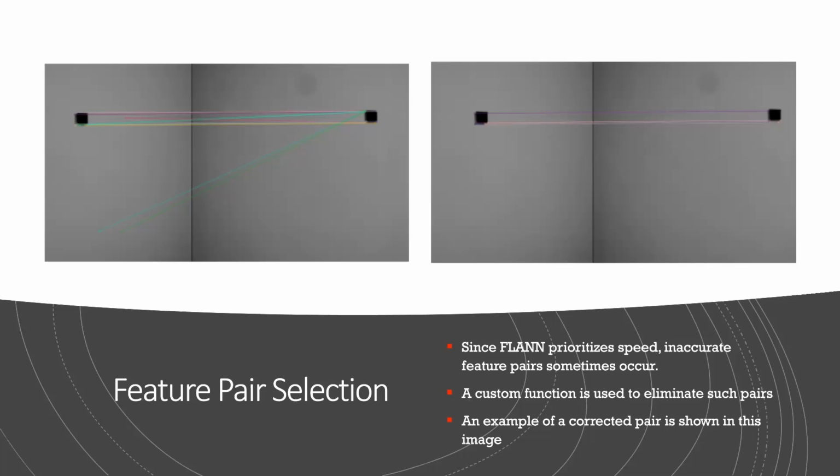To eliminate this, a custom function was used to eliminate inappropriate pairs. This eliminates any matches that are outside of a certain radius from one of the features. You can see here on these pictures, the one on the left has a couple of lines going down to the bottom where something isn't there. These are features that are paired up that shouldn't have been. After using this custom function, those are eliminated and we get the 2 features matched up that should be.